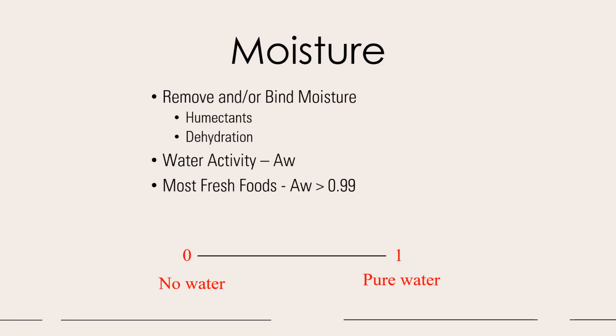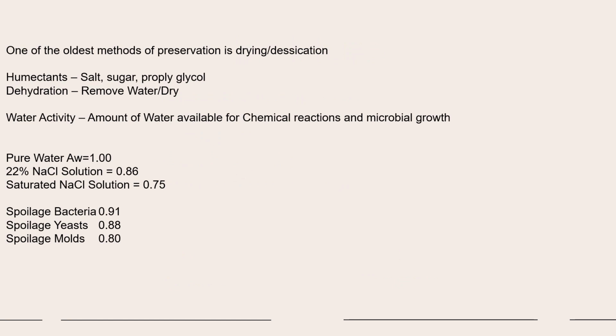Moisture. It is also an important factor like pH. Remove or bind moisture. Humectants, dehydration, water activity. Most fresh foods have a water activity greater than 0.99. One of the oldest methods of preservation is drying or desiccation. Humectants like salt, sugar, propylene glycol. Dehydration removes water and makes it dry.